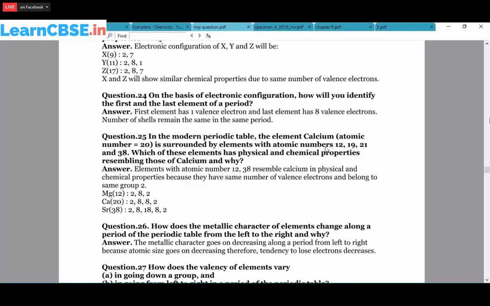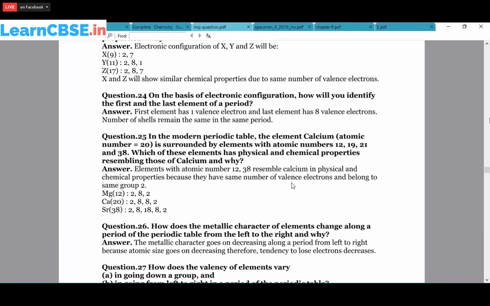So the 19 is nothing but surrounded by the... which of these has the same resembling those of the calcium? So the calcium is having 2, 8, 8, 2 and the strontium is 38, so it's having 2, 8, 18, 8 and 2. So the 19 is not there because it's having the electronic configuration 2, 8, 8 and 1.